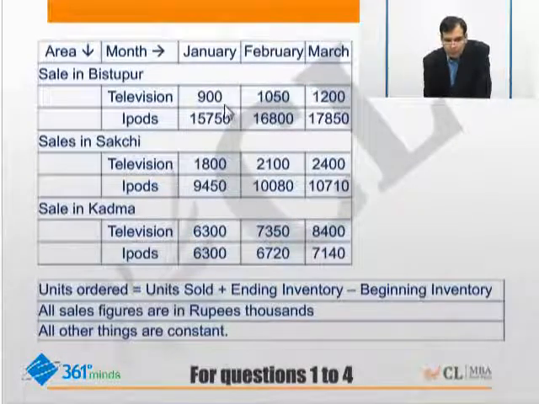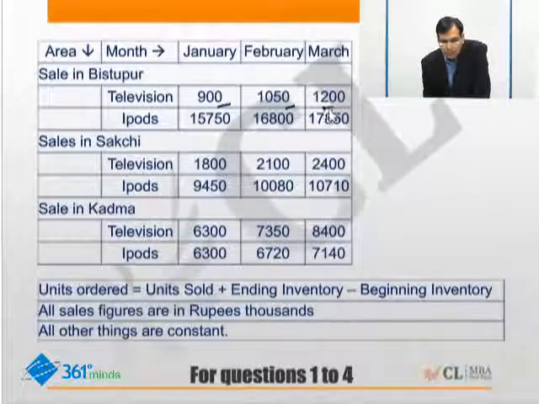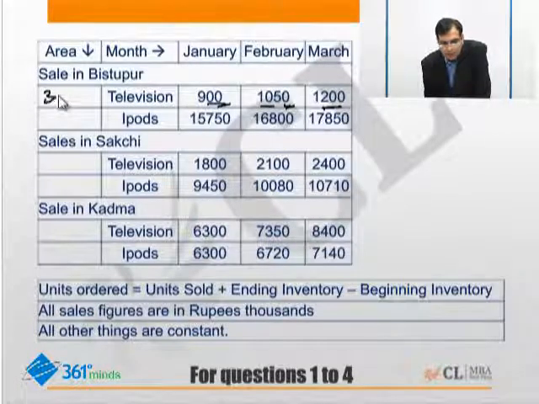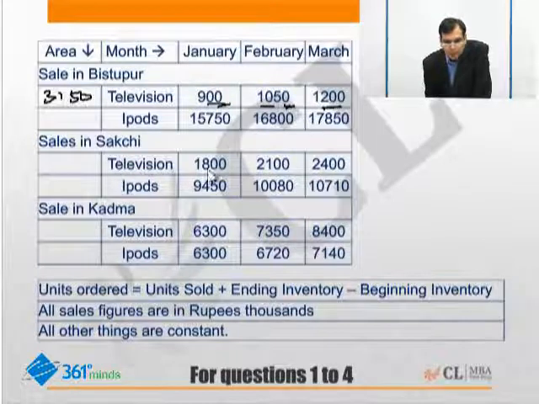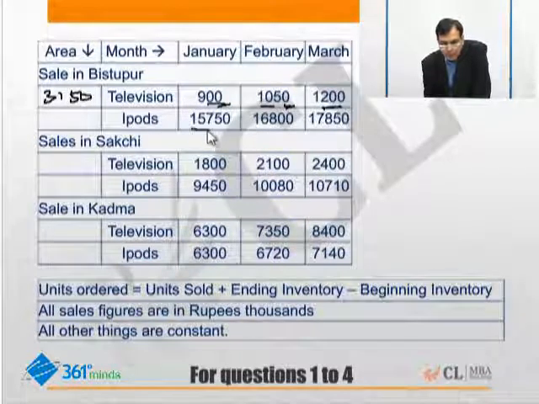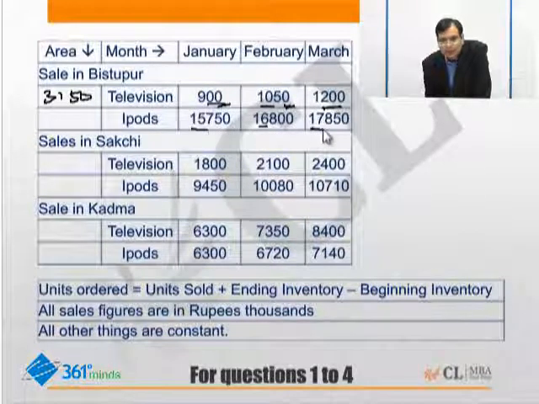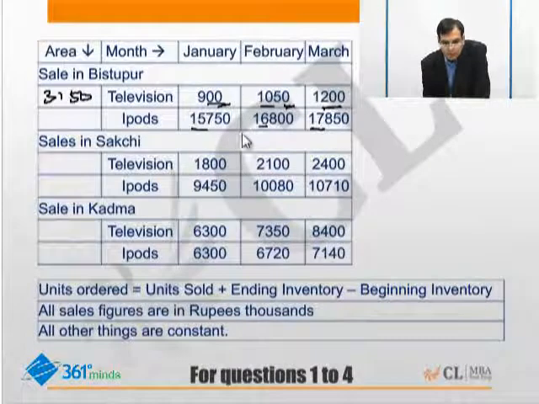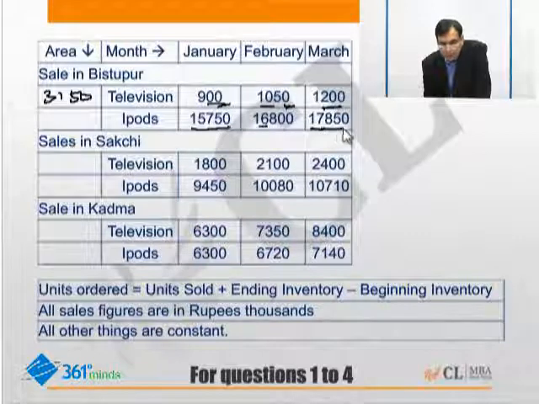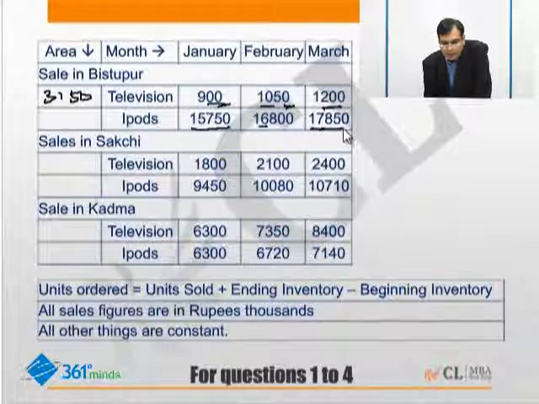Televisions in Bistupur, this is 900 plus 1050 plus 1200, so 12 plus 9, 21. 21 plus 10, 31, 31 plus 50, 3150. So this is 3150. iPods, 15 plus 16 plus 17, which is 16 threes of 48. 48,750 plus 48, another 850. So 48,800 and 800 more, 49,600 and another 800, 50,400.